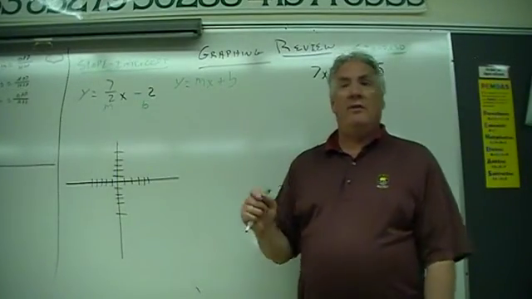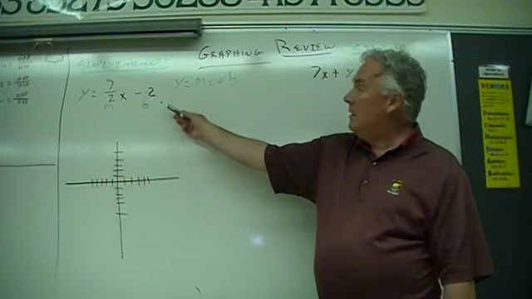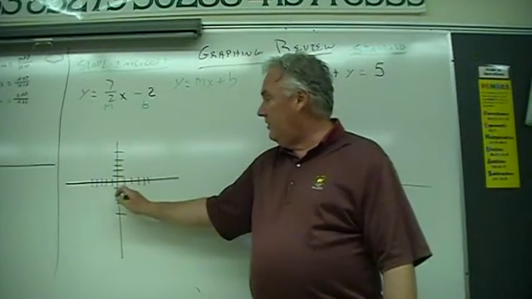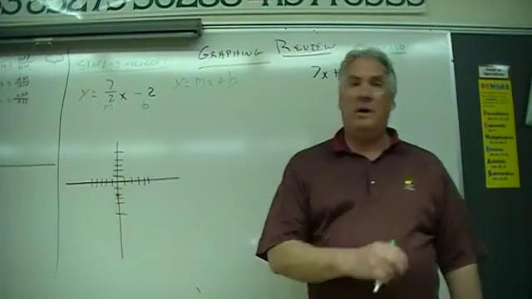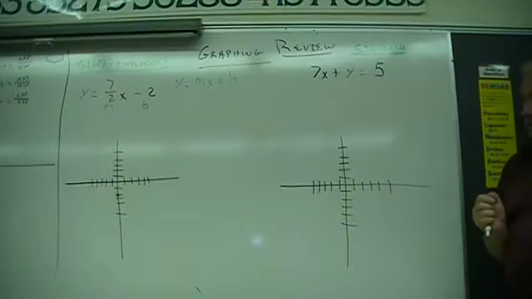How to graph this? Number one, graph the y-intercept with a point. So in this case it's -2. So you will put a point right on -2. That's going to be one of the points that we use.